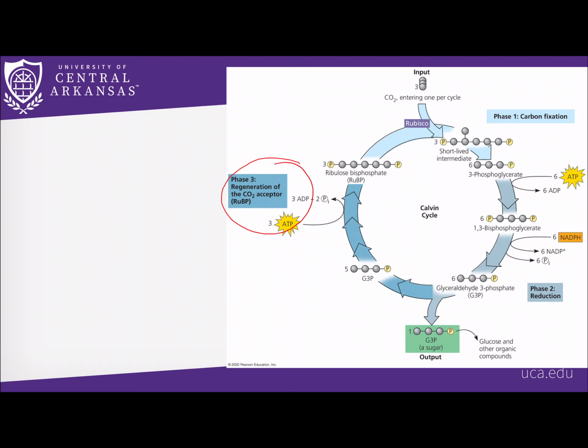Right? Each RuBP picks up 1 carbon. So to regenerate, it uses ATP, and it will regenerate. The 5 molecules of glyceraldehyde 3-phosphate will use the phosphate from ATP and become ribulose bisphosphate. So there are 3 phases, again reviewing.